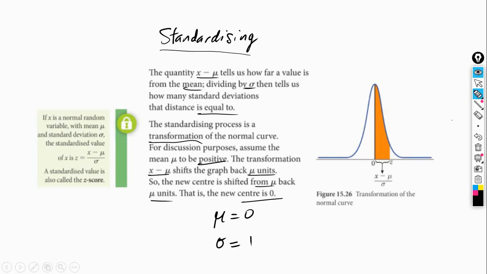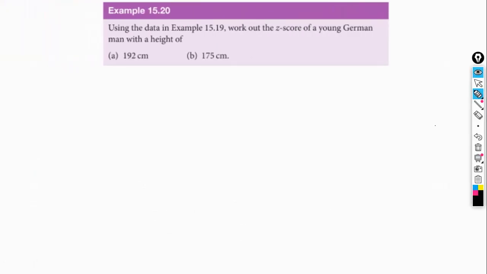Now, if x is a normal random variable with mean mu and standard deviation sigma, the standardized value of x is z, which is equal to this. A standardized value is also called the z-score. So next we have example 15.20, and it says, using the data in example 15.19, work out the z-score of a young German man with a height of 192 centimeters for part A and 175 centimeters for part B.